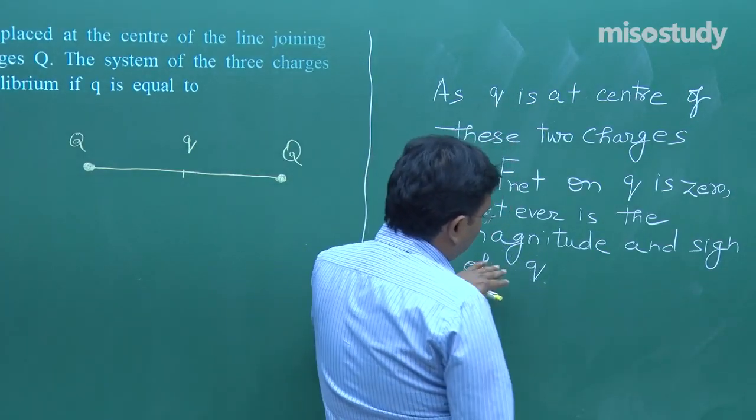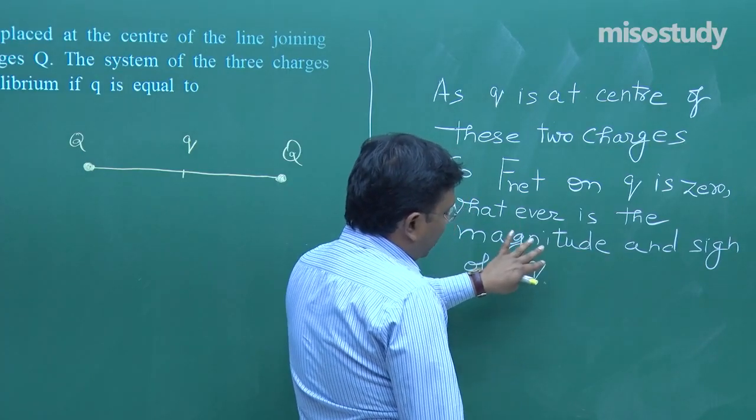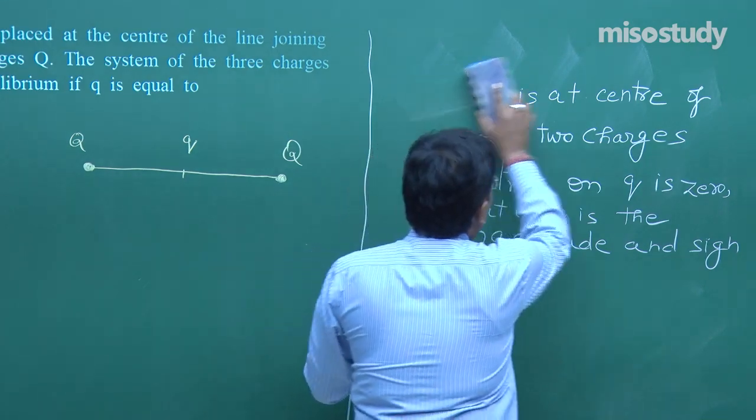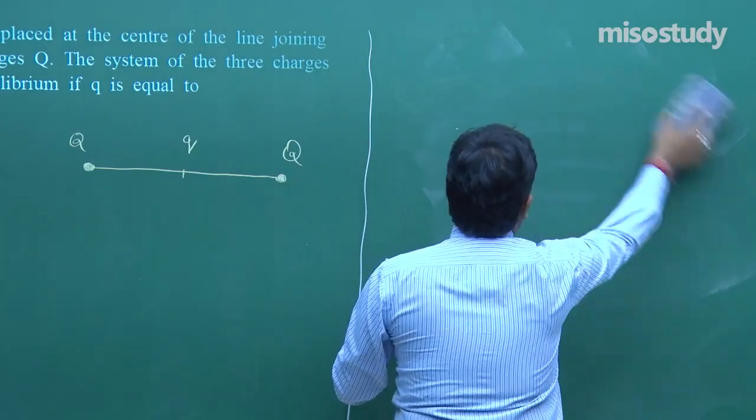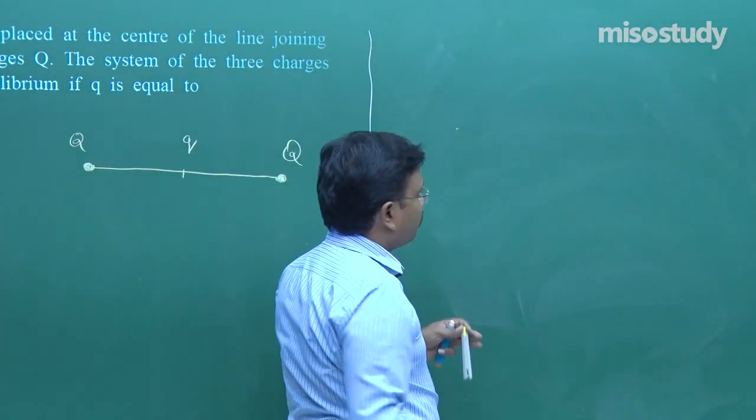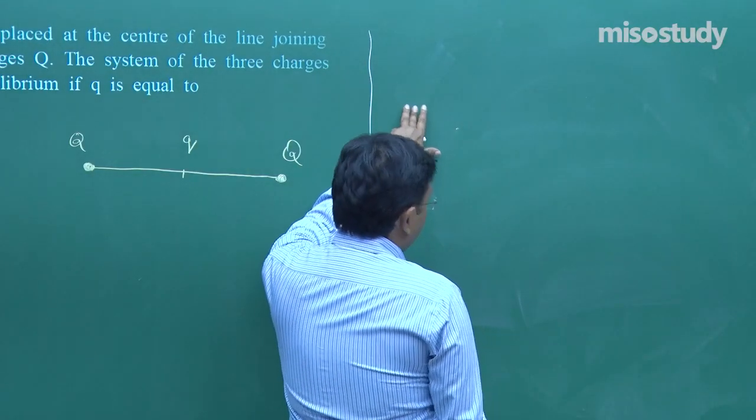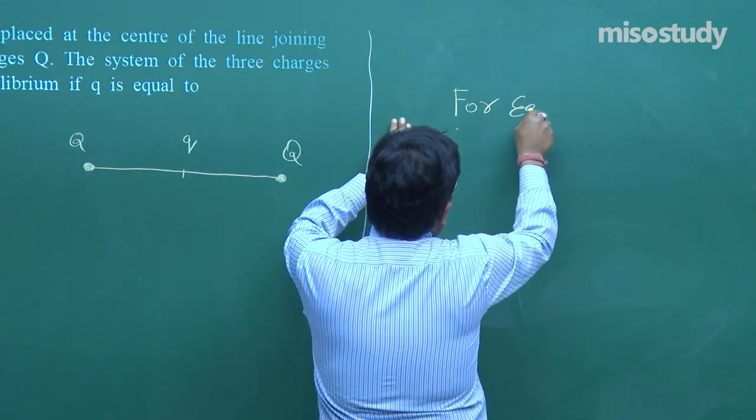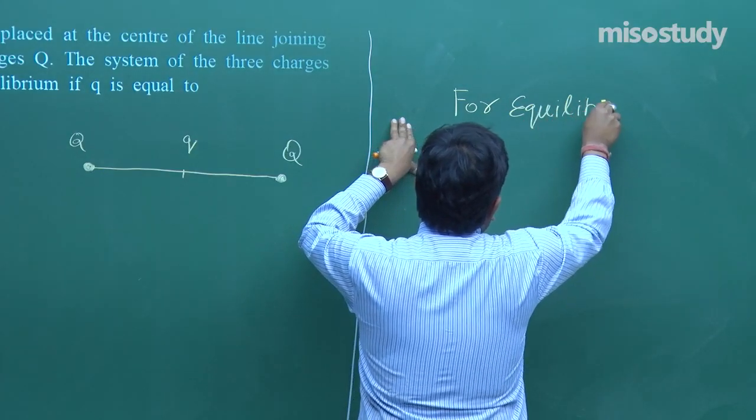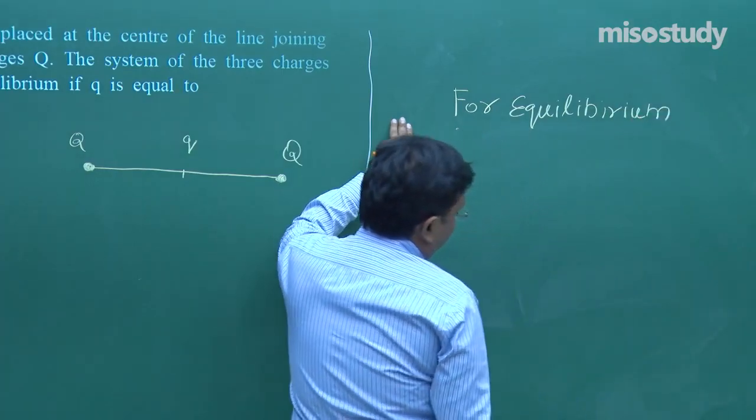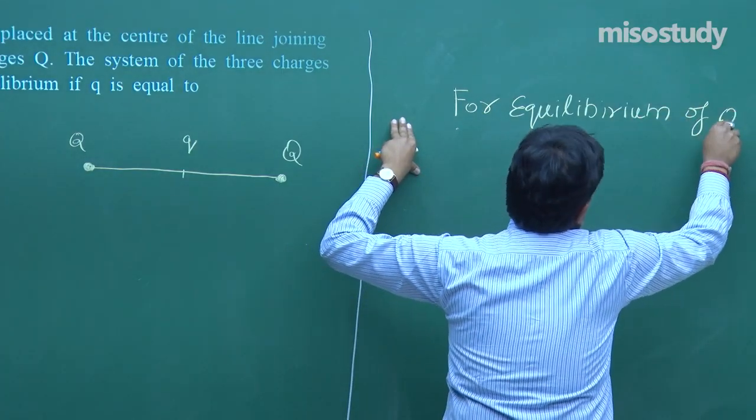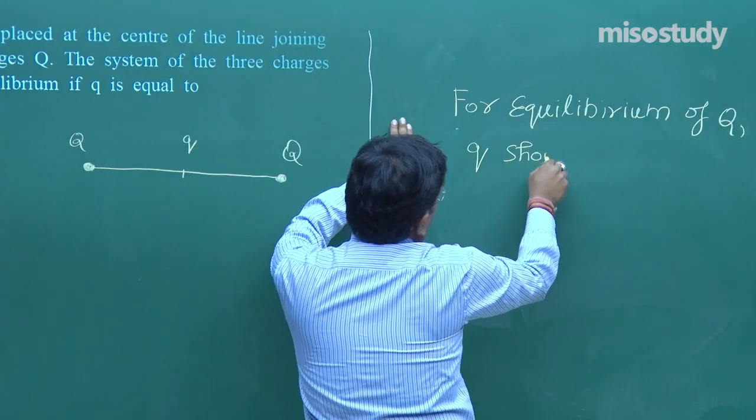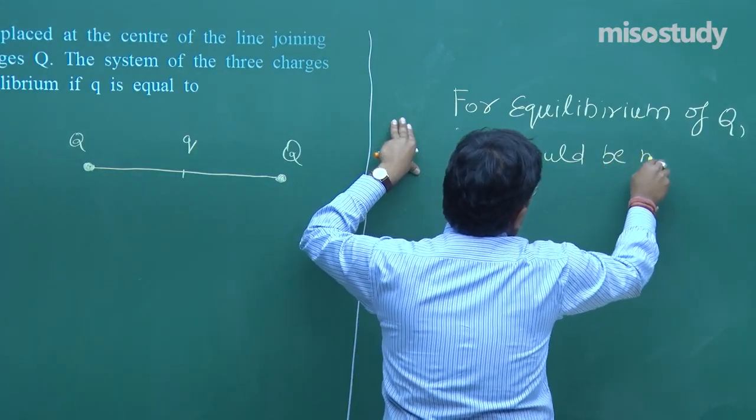So, now from here what we can say, for equilibrium of Q, small q should be negative. Fine. So, let me allow to write it down here itself. I want to remain close to the question, that is why I am writing over here, otherwise I was supposed to take some space present over there. So, over here what I can say, for equilibrium of capital Q, small q should be negative.